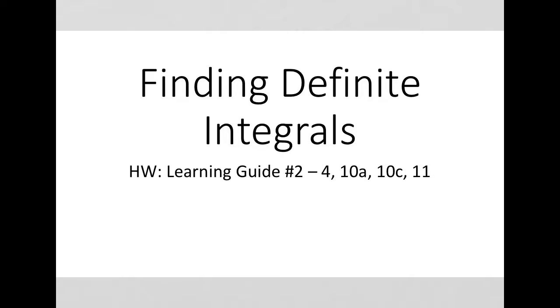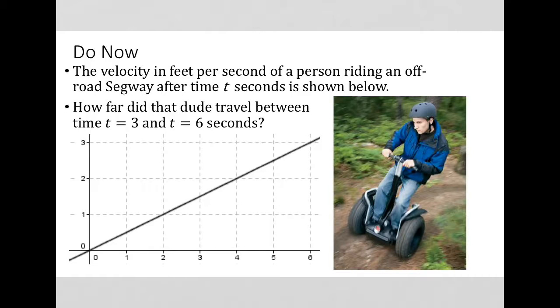Alright, continuing in our integral unit, we're going to be looking at finding definite integrals today. So remember from last lesson, when you're finding a definite integral, you are finding the area under a graph. And so we've got some function here modeling the velocity in feet per second of some person riding an off-road Segway, some t seconds from some starting point.